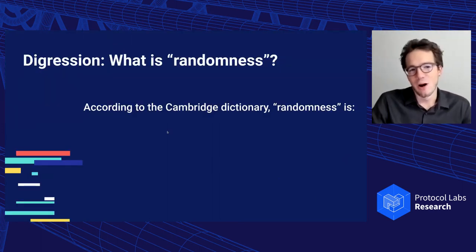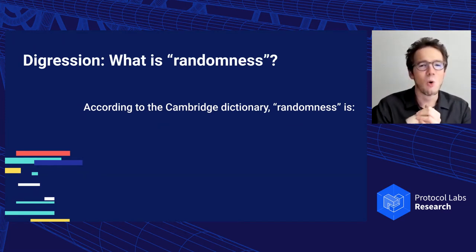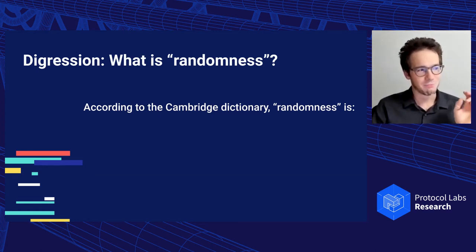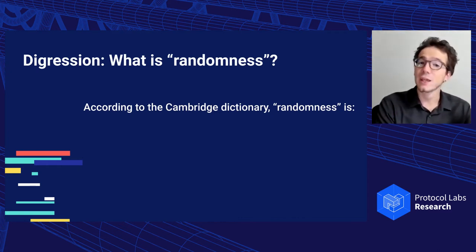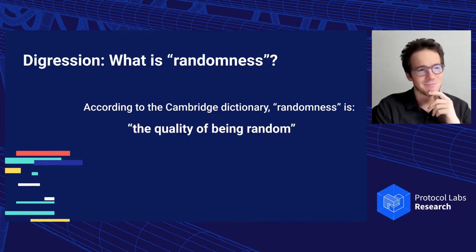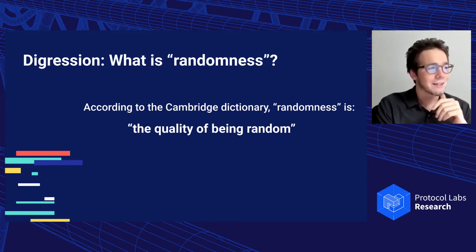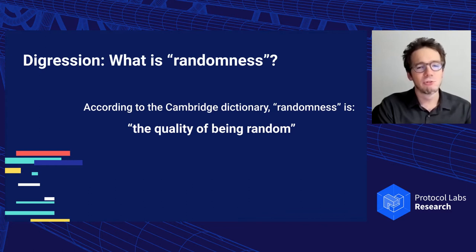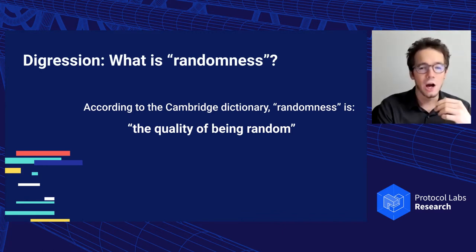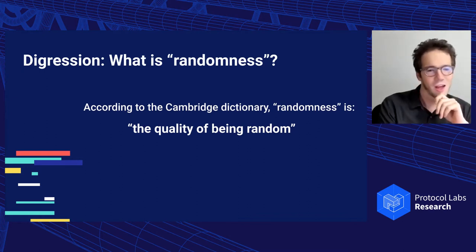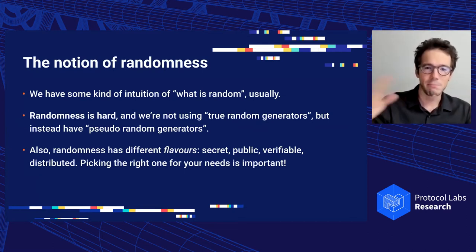I love digression, so I'm going to start with one. I don't know if you know what randomness is, but according to the Cambridge Dictionary, randomness is simply the quality of being random. Yeah, that's right. So that's super useful. Actually, I kind of prefer to see randomness as being the quality of being unpredictable and of lacking any patterns, which also happens to be the way some other dictionaries define it, which is a better way to define it, I think.